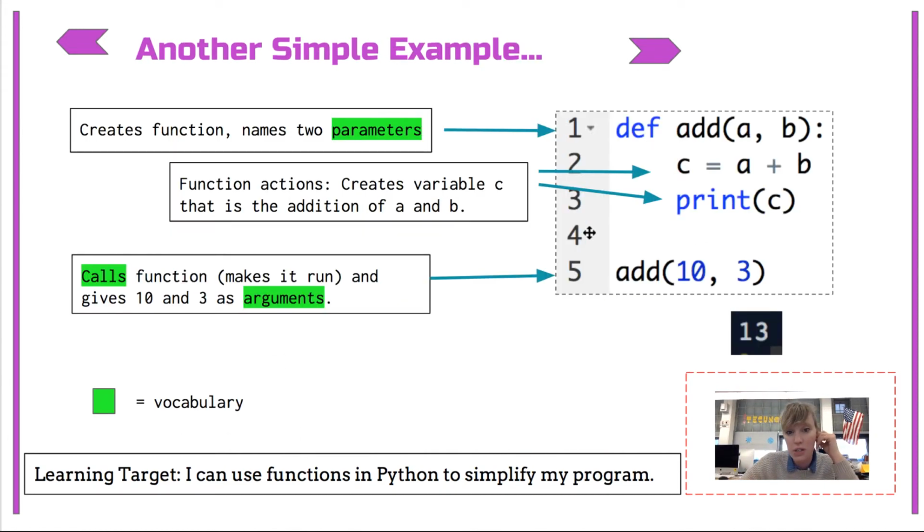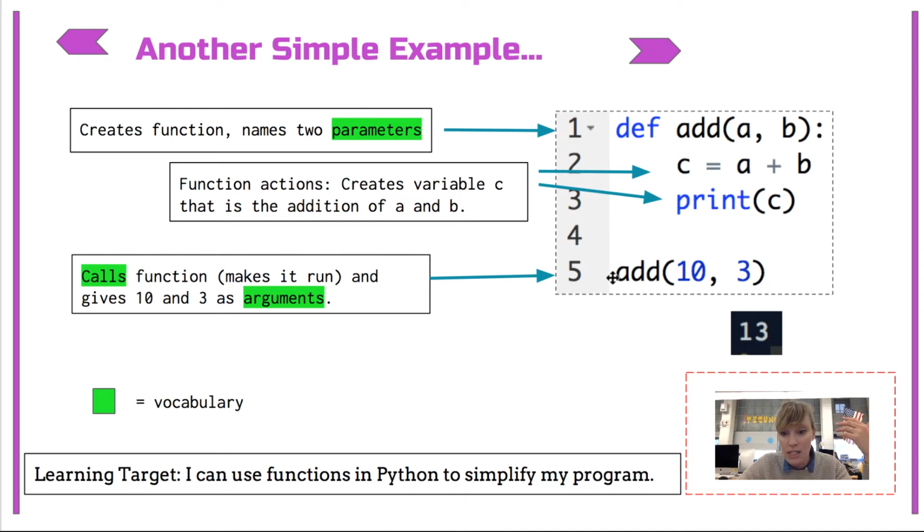So this right here is another function. Line 1 creates a function and names 2 parameters, A and B. What I want the function to do is create a variable C that is the addition of A and B. So line 2 says, okay, inside the function, whenever you run it, create another variable C, add together A and B, and put it into C. And then the third line is I want it to print C.